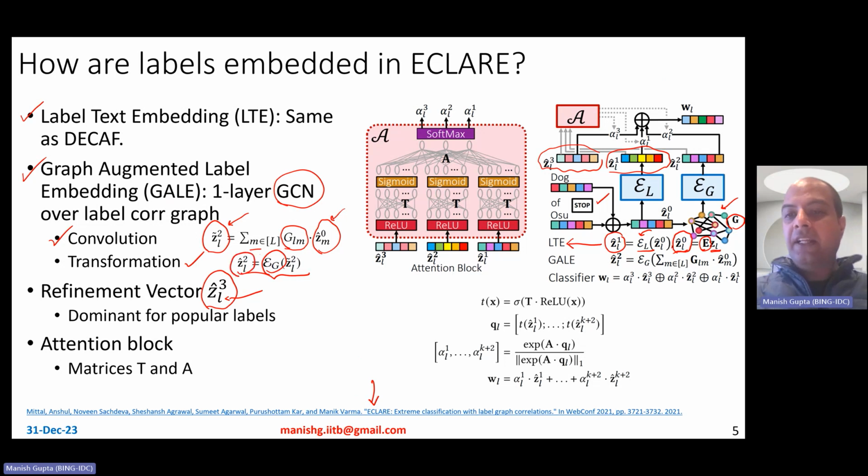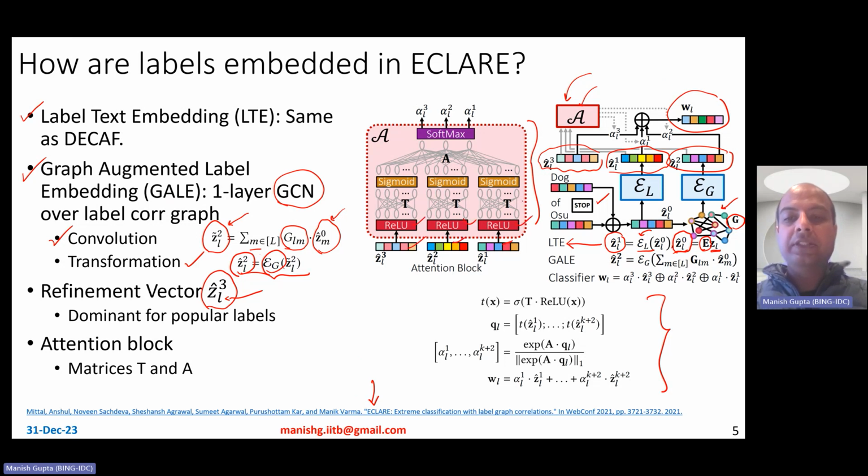Now, once you have all three of ZL1, ZL2, and ZL3, you do an attention. You learn how much weightage to give to each of those representations so as to learn your final classifiers. For that you have the attention block A, which is illustrated here and explained in the equations here. You take these three representations, ZL1, ZL2, ZL3, and pass them through ReLUs.